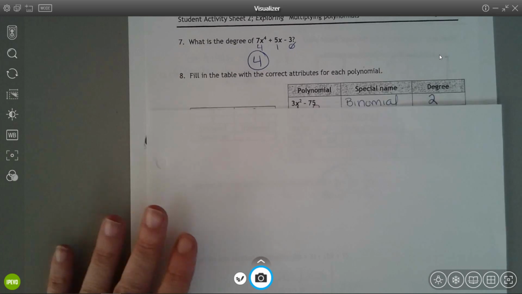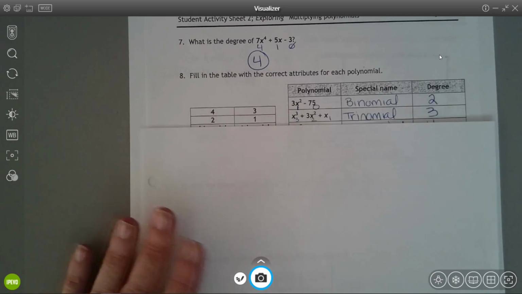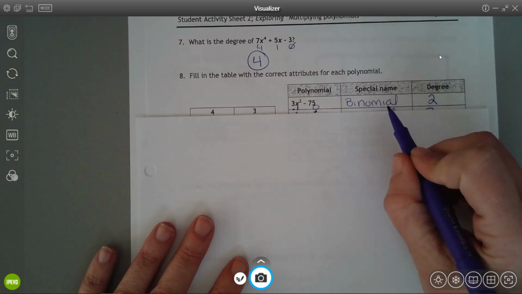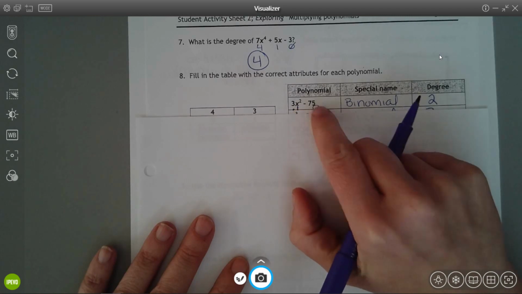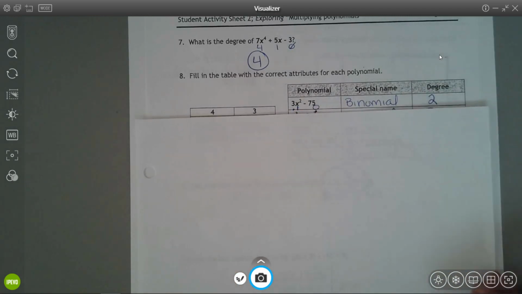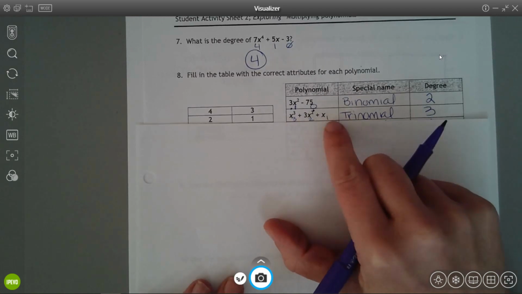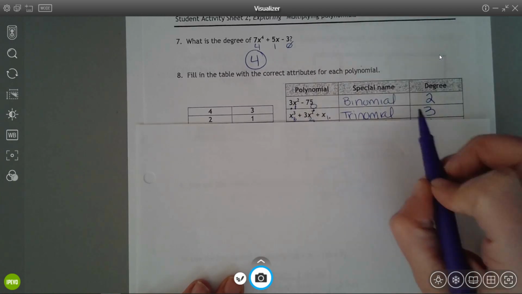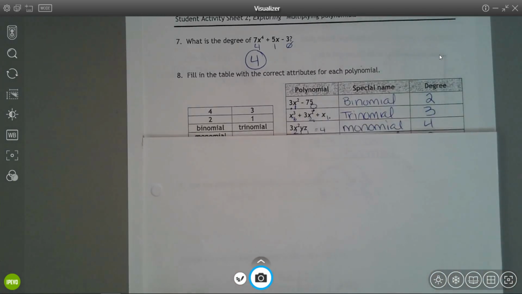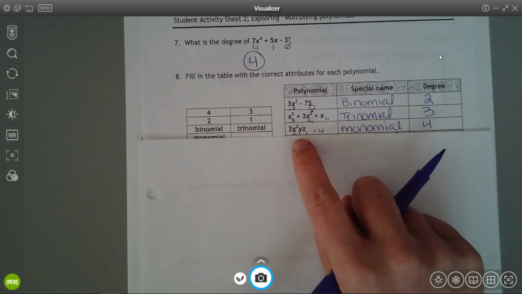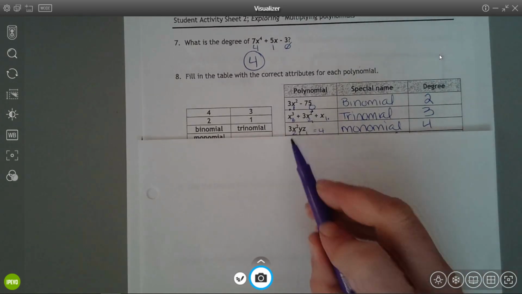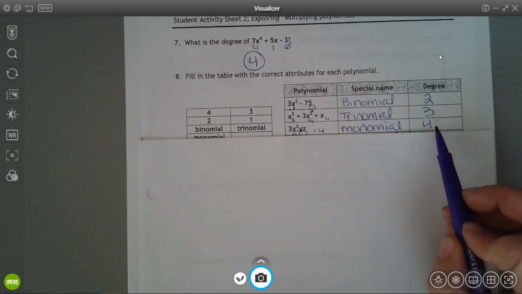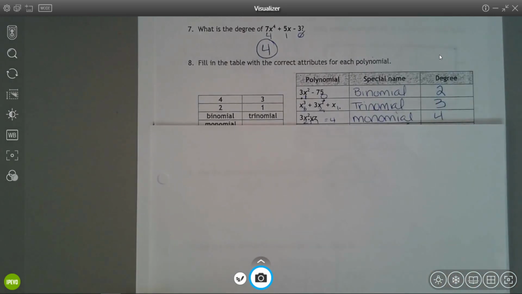So let's just go through and fill out this table here. With this, we have 2 terms, so it's a binomial. What is the degree? 2 and 0, so the biggest degree is 2. 1, 2, 3, so it's a trinomial. Let's look at my degrees. I got 3, I got 2, I got 1. My biggest degree is 3, so it's a 3rd degree. My monomial. Again, let's add up the exponents. I got 2, I got 1, I got 1 to make it 4. So my monomial has a bigger degree than all of my other polynomials.